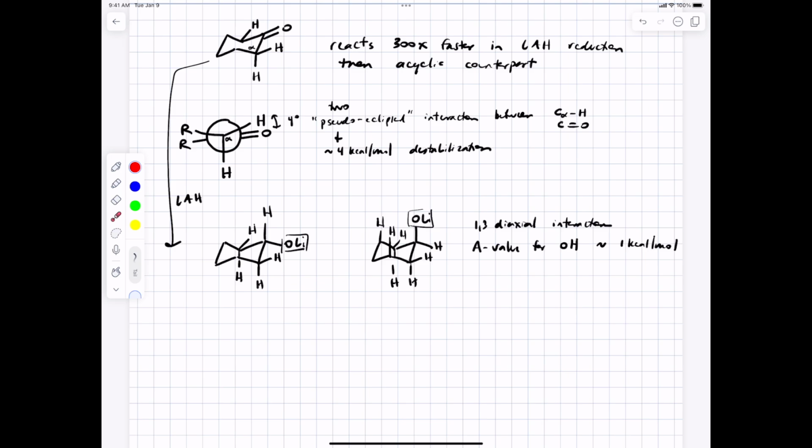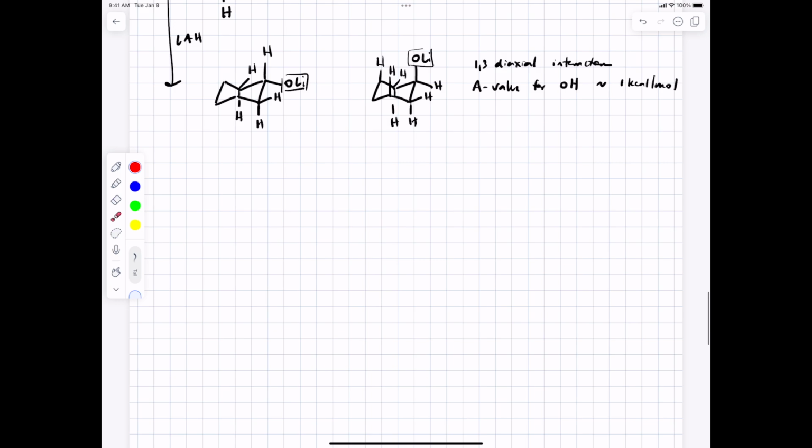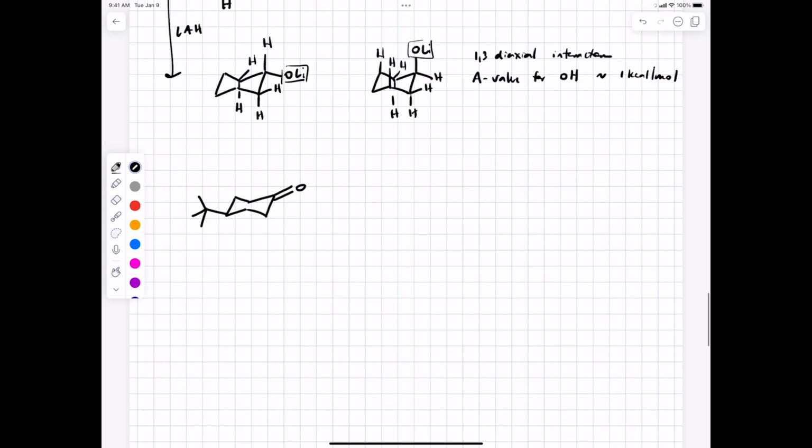Okay, so sometimes knowing what some of these numbers are can help you rationalize results. Now let's make it a little bit more complicated. Instead of dealing with cyclohexanone on its own, let's put a t-butyl group there at the 4 position. T-butyl groups essentially lock the ring in a particular conformation because the A value of the t-butyl group is like 5.5 kilocalories per mole, meaning once you've got the t-butyl group there, you're not going to switch to the other chair. It's inaccessible.